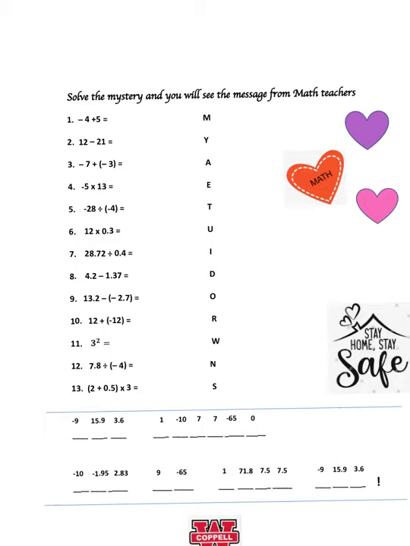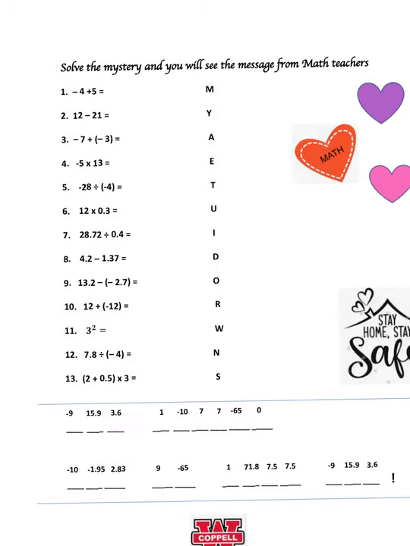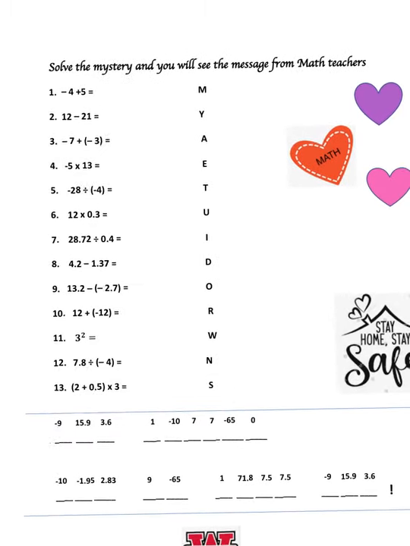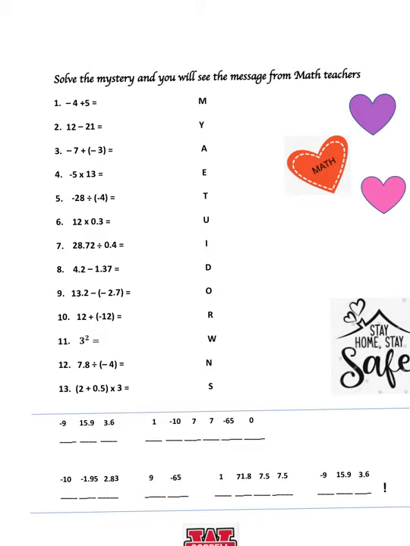You are solving the mystery and you will see the message from the math teachers. Number 1, -4 add 5. So remember the Row, Row, Row the Boat song? Same side add and keep, different sides subtract. Keep the side of higher number, then you'll be exact. So use that song so we can finish this note.